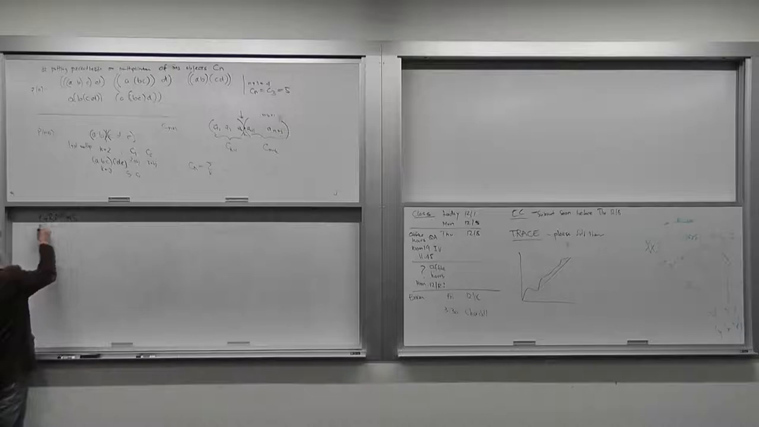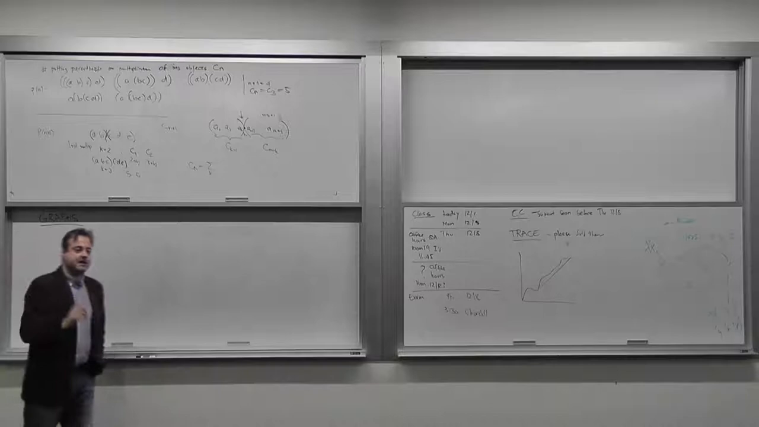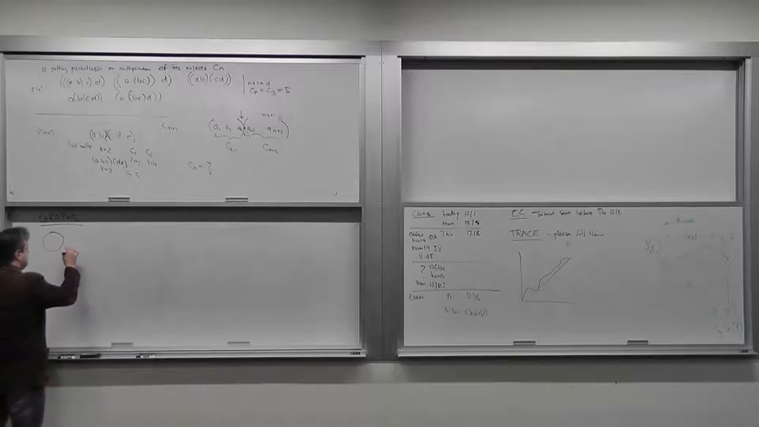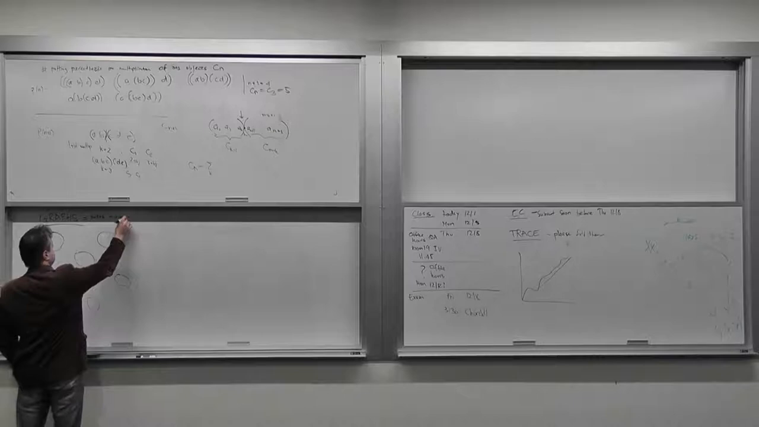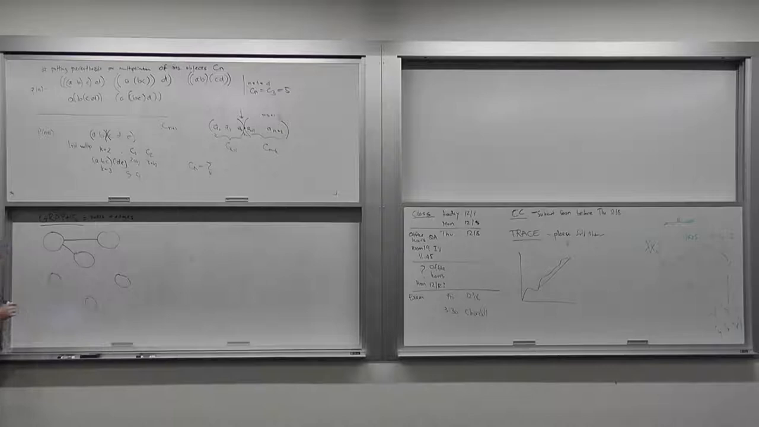Graphs are a very big deal in both mathematics and computer science and many problems. So in graphs, we usually have a bunch of nodes. So these are nodes and edges between them. For example, let me see here. This is A.